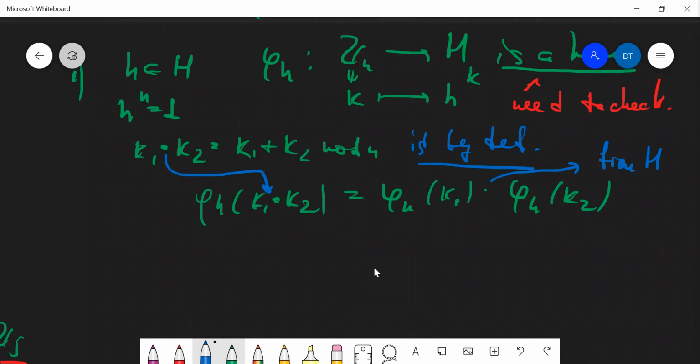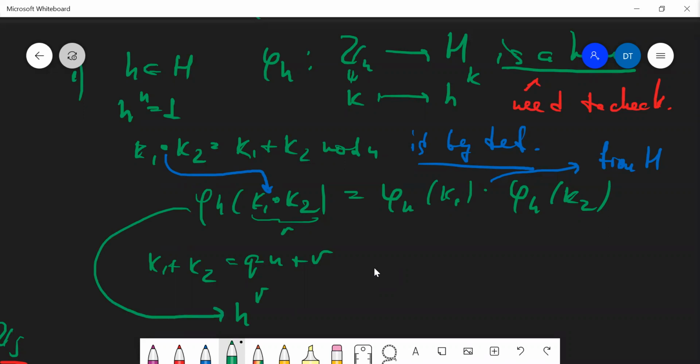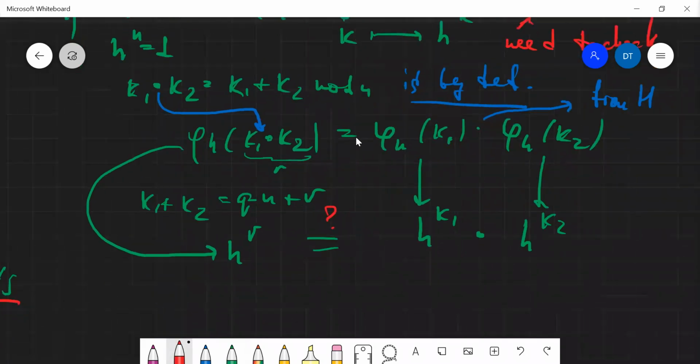Now, how do you compute k1 plus k2 modulo n? You add k1 plus k2 as integers, divide by n, and then take the remainder. So this will be r. By definition, the left-hand side goes to h to the r. The right-hand side goes to h to the k1 and h to the k2, and then you just multiply them. Now you want to compare these two things. Are they the same?